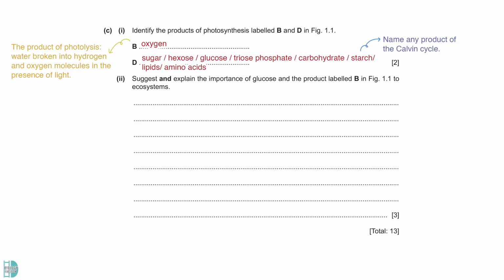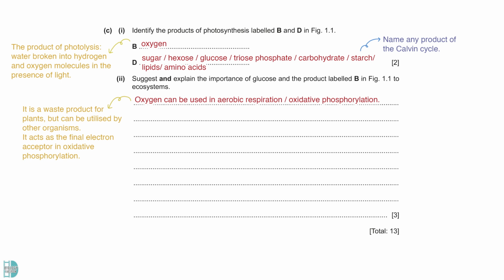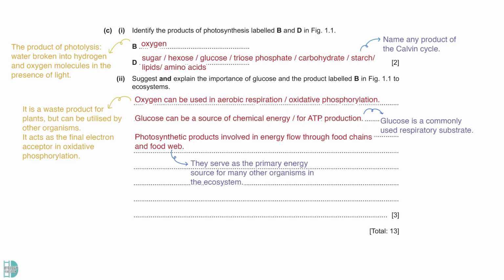2. Suggest and explain the importance of glucose and the product labeled B in figure 1.1 to ecosystems. Although oxygen is considered a waste product in photosynthesis, it can be utilized in aerobic respiration. It acts as the final electron acceptor in oxidative phosphorylation. Glucose is a commonly used respiratory substrate. It is used in respiration for ATP production. The photosynthetic products synthesized by plants are involved in energy flow through food chains and food webs. They serve as the primary energy source for many other organisms in the ecosystem.